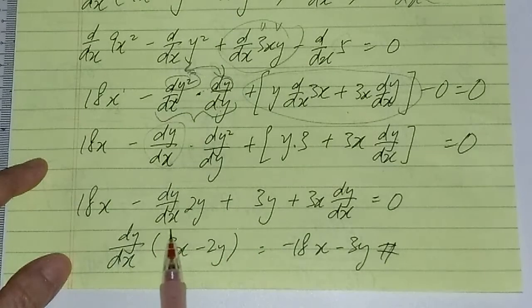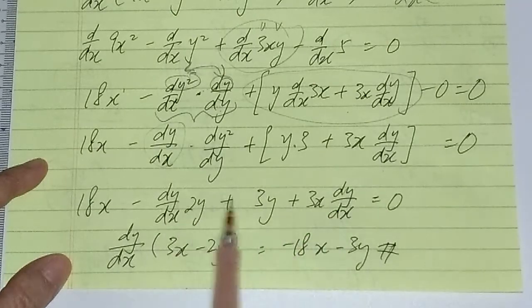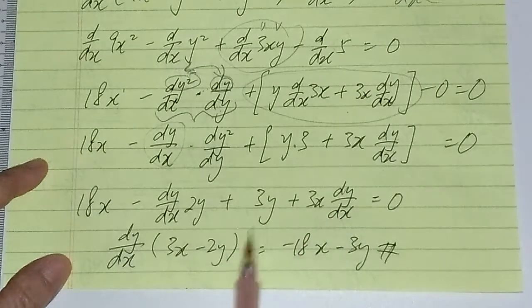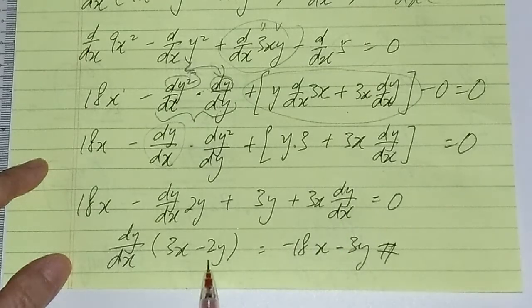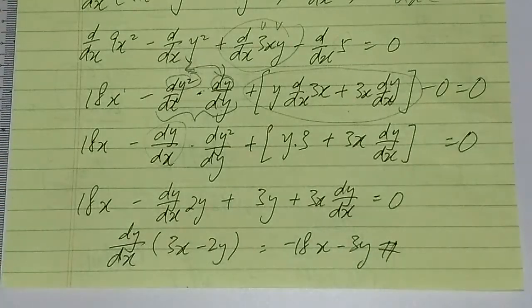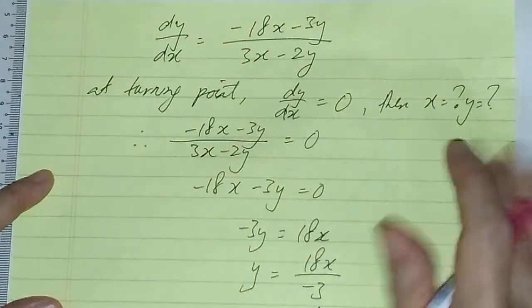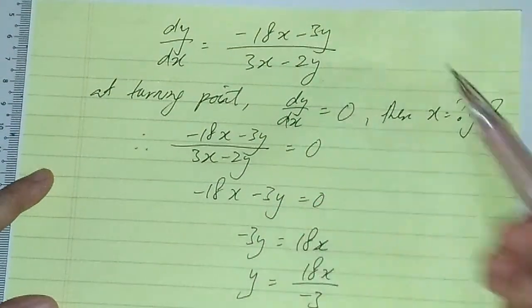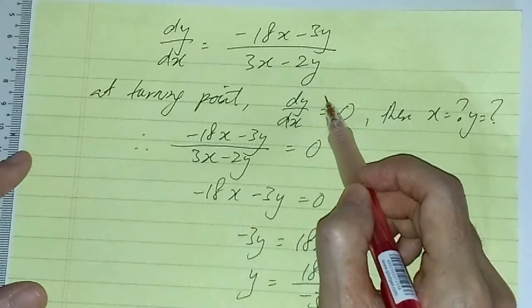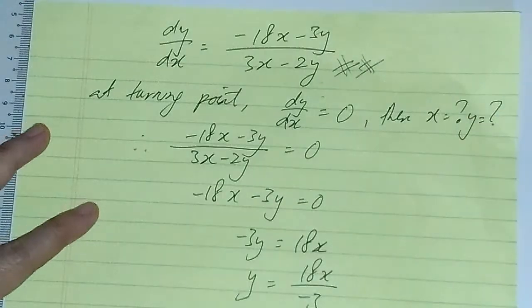Then collect the like terms. There are two sets of terms with dy/dx, so we put them together: 3x and minus 2y. Then move the other terms to your right hand side. So we are nearly getting dy/dx. So this is the answer for dy/dx.